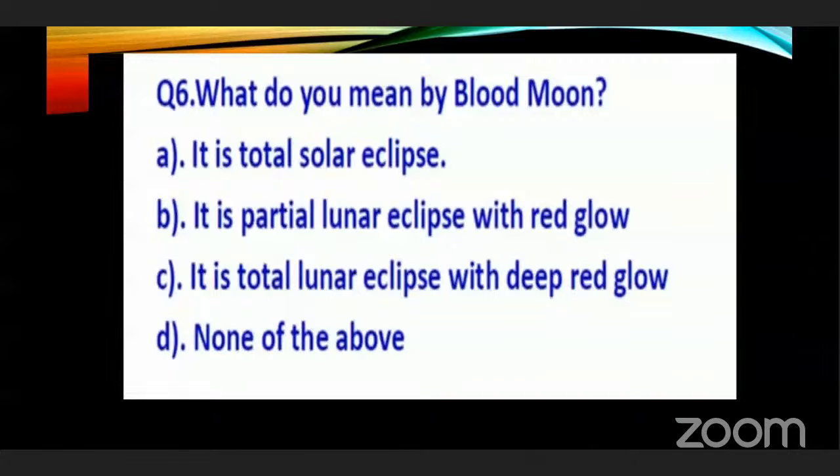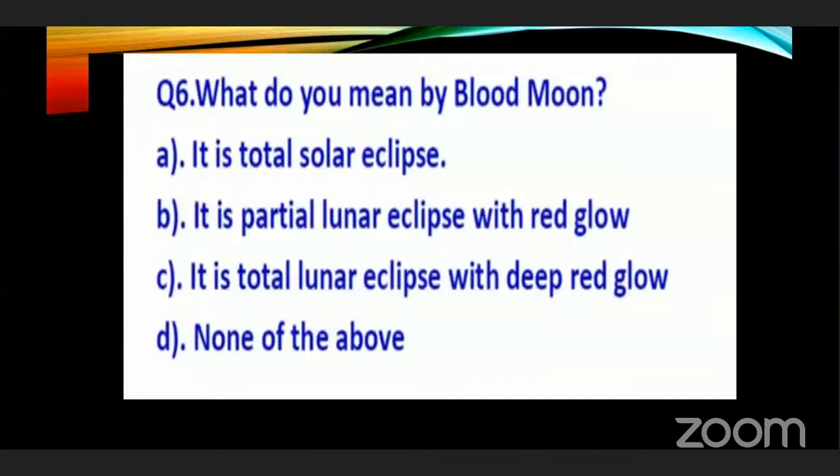Options are A, it is total solar eclipse. B, it is partial lunar eclipse with red glow. C, it is total lunar eclipse with deep red glow. And D, none of the above. Correct answer?